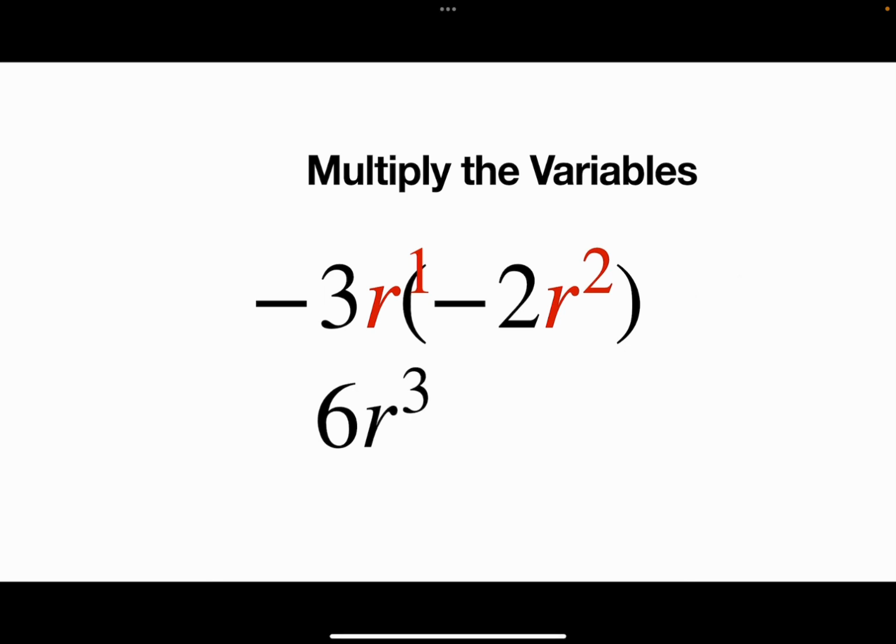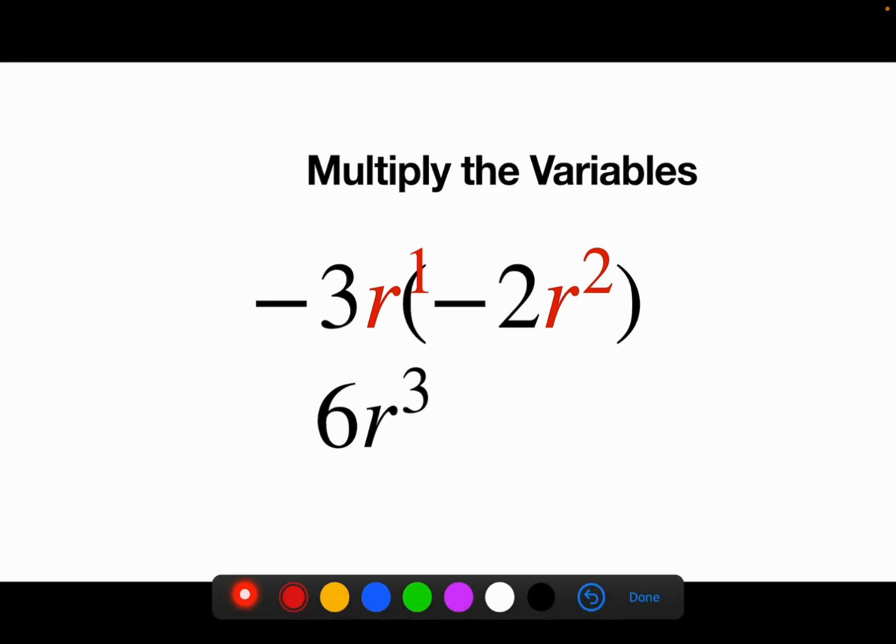And here, this is our answer. So, recap: first we multiplied the signs. Here the sign is negative, and this is negative.